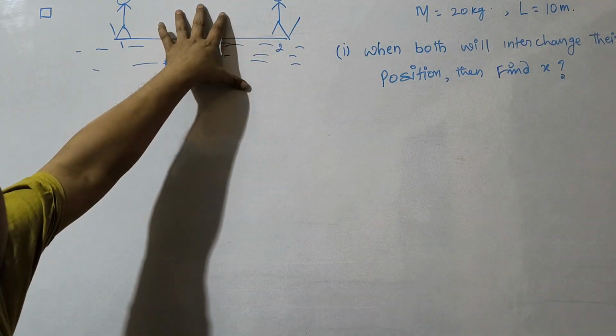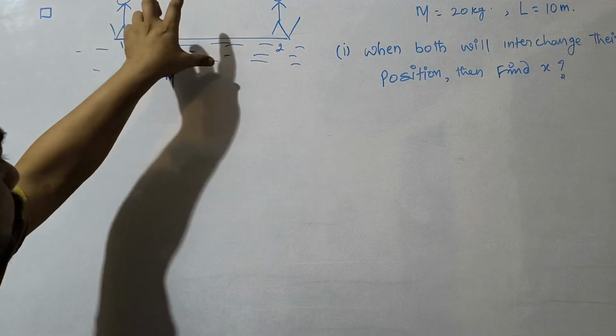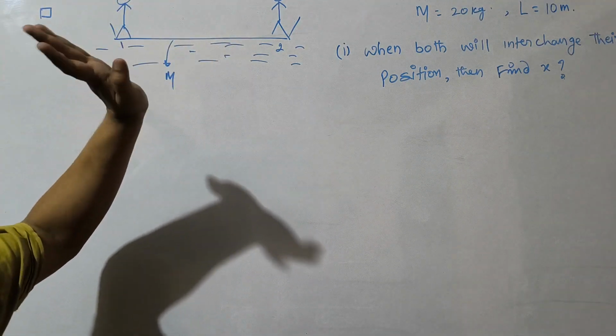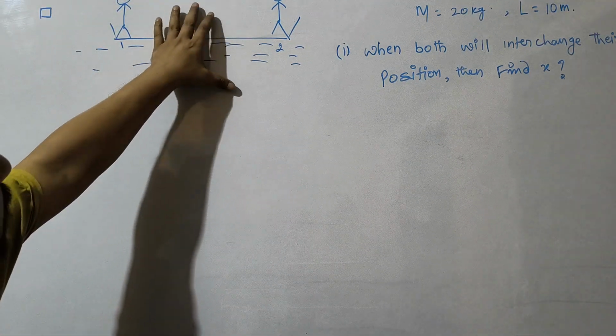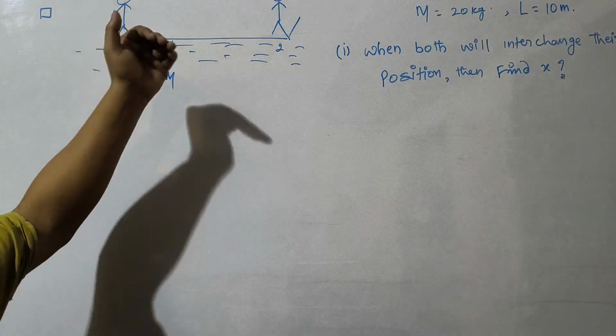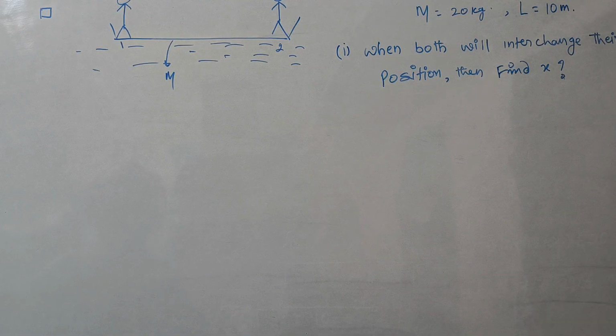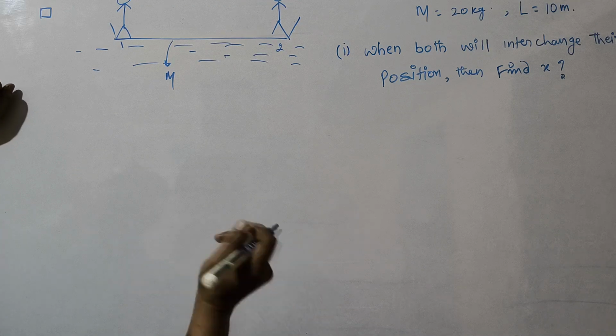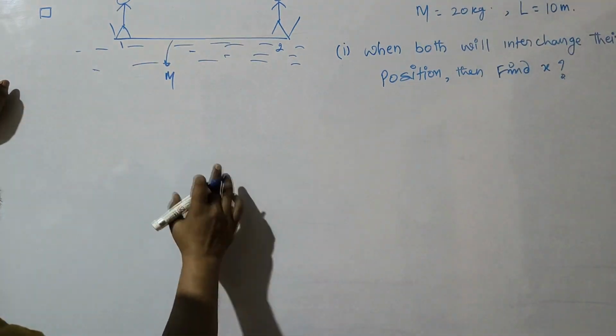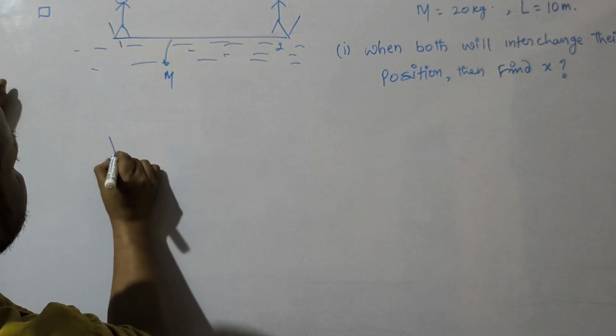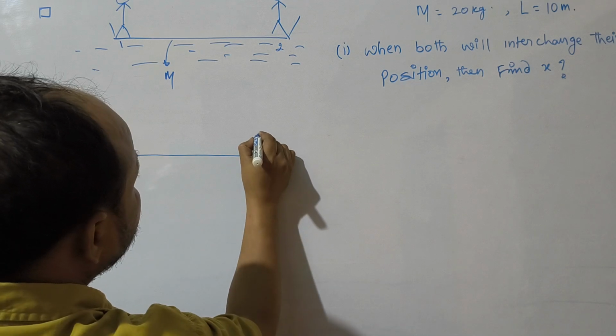Is any external force there? I think no, so the net force is 0. Initially the system is at rest, so the center of mass will be at rest, that is VCM is equal to 0. Now let's shift the boat in the x direction.